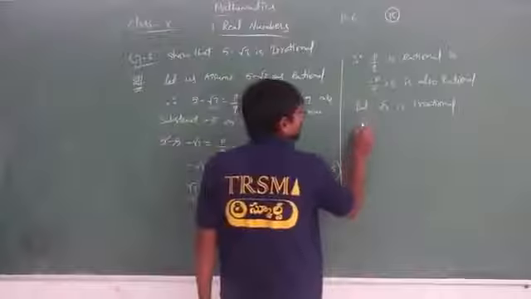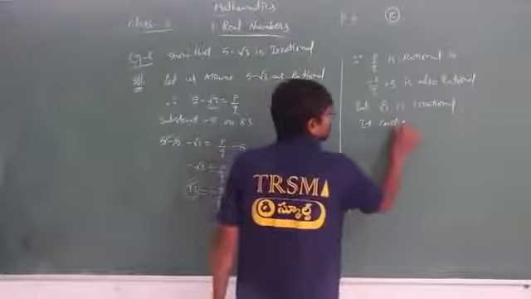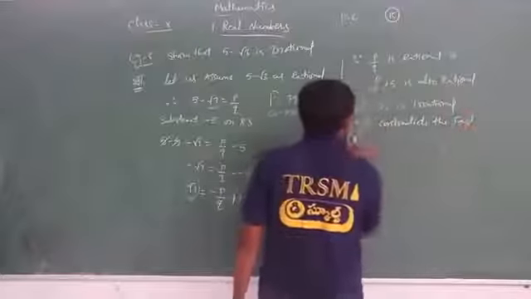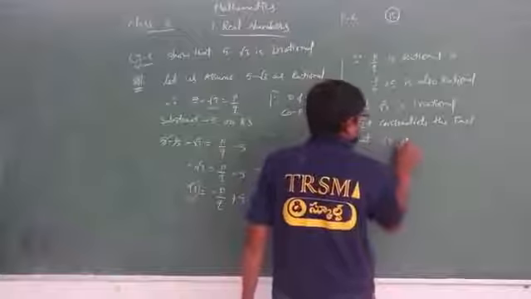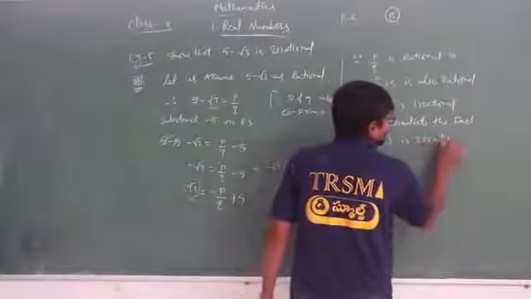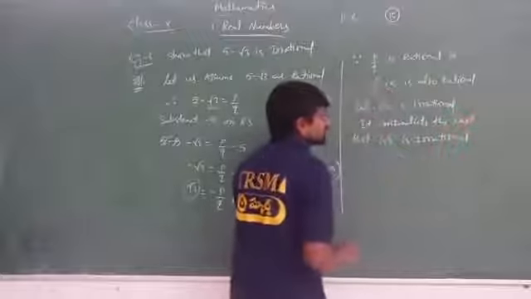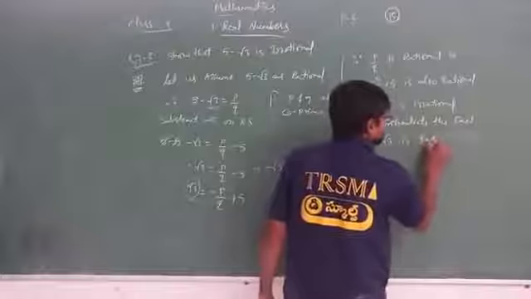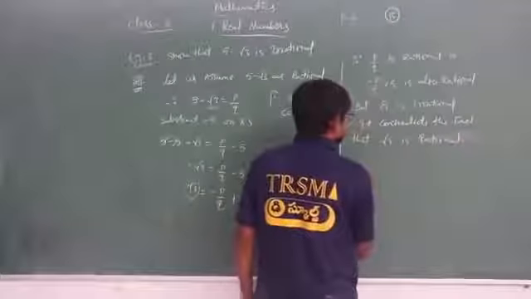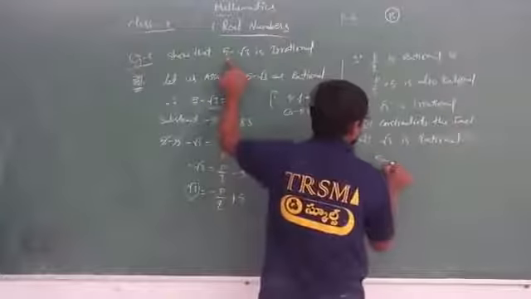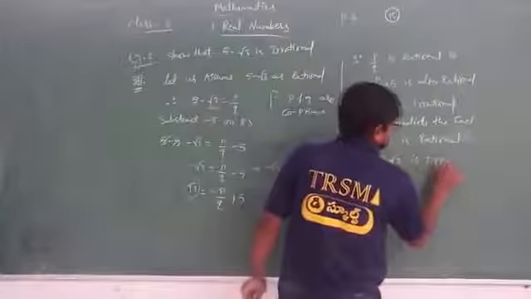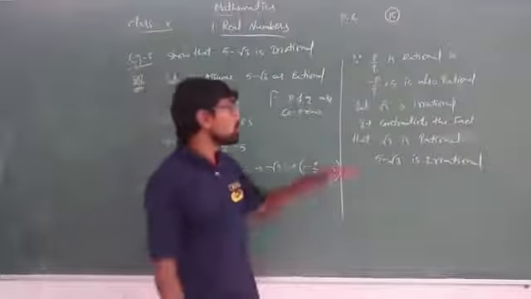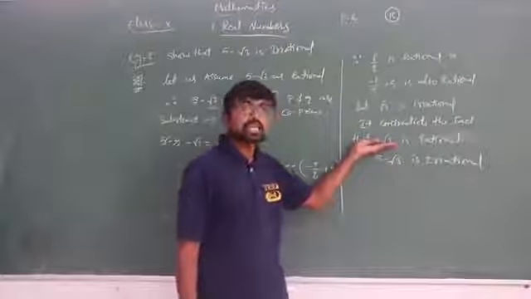Therefore it contradicts the fact that root 3 is irrational. Root 3 is irrational. It contradicts the fact that root 3 is rational. Therefore 5 minus root 3 is irrational. What is the contradiction? By the proof we know root 3 is irrational.